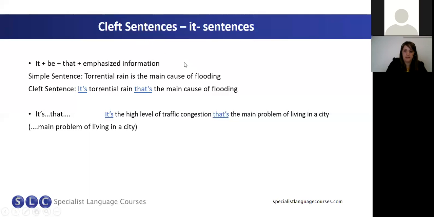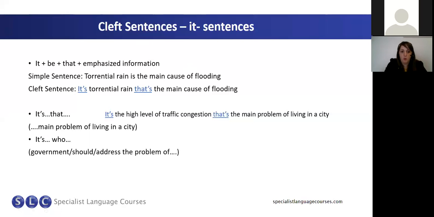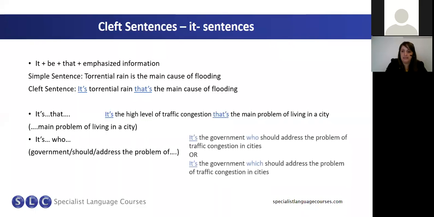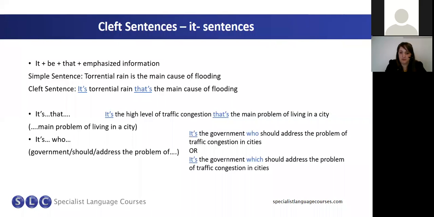then if we come to our next example, we can follow that on with it's and who. So here we've got the government. So with the government, you can either use who or which. And to follow on from our idea, we can say it's the government who should address the problem of traffic congestion, or it's the government which should address the problem of traffic congestion in cities. Both are acceptable, and then you can follow on this idea with increasing the standard of living for people living in a city.